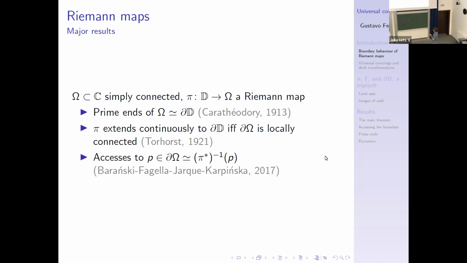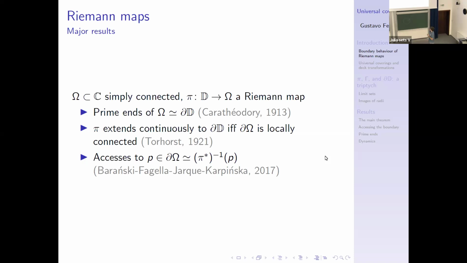The prime ends and the Riemann map talk very nicely to each other, right? So the first result, which is due to Carathéodory, is that for the prime ends of omega, which again we are not defining, there is a one-to-one correspondence between the prime ends and the unit circle, right? So the Riemann map sees the whole unit circle as the boundary of omega. And the Riemann map is going to extend continuously to this boundary if and only if the boundary of omega is locally connected. This is a result due to Marie-Thouars in 1921, although it's usually attributed to Carathéodory.